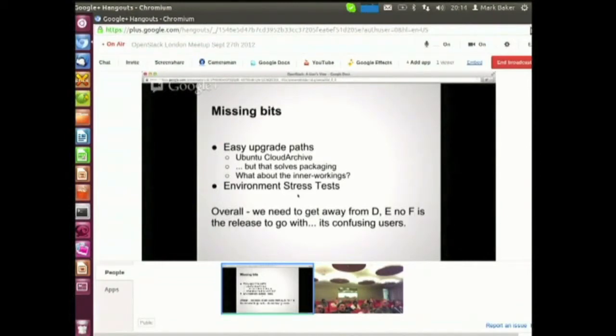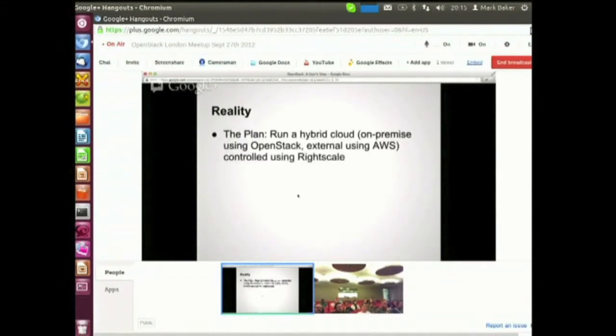Right, so a little bit of twist to all this. Here's me. I just want to give a little bit of reality check to this context of where we're up to at Trader. So our plan is always to run hybrid cloud. We describe hybrid cloud as having on-premise, where on-premise is one of our data centers, not really kind of offices, using OpenStack, and then external using Amazon Web Services.